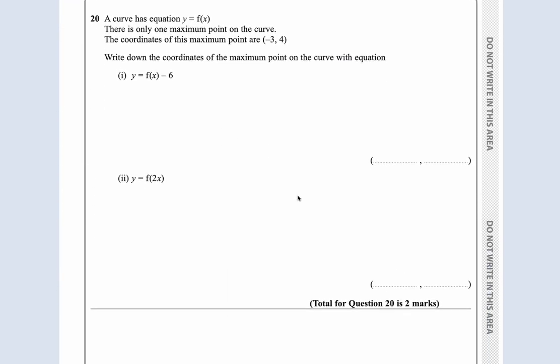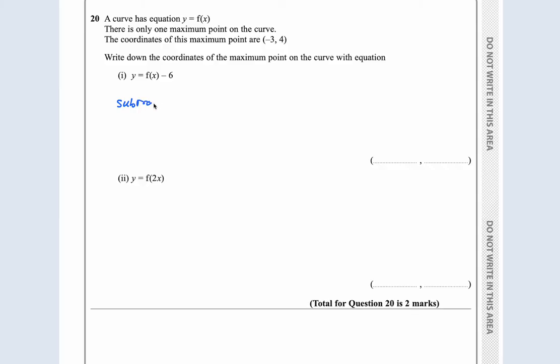Okay, question 20. A curve has equation. There is one maximum point on the curve. The coordinates of this maximum point are -3 and 4. Write down the coordinates of the maximum point on the curve with equation this. Right, so guys, he is testing your knowledge of transformations. If we subtract 6 from f of x, what happens is the y coordinate goes down by 6. I'm just going to write that.